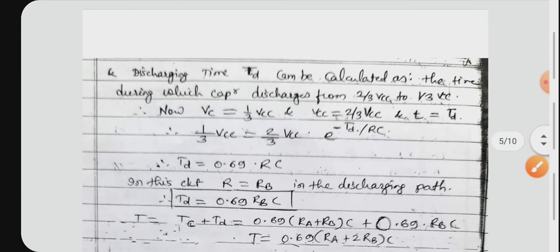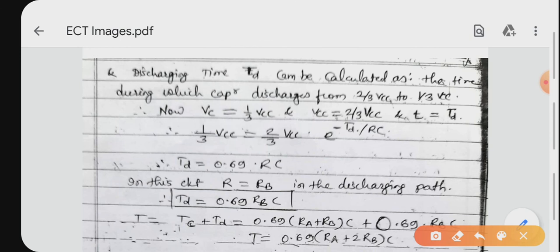Similarly you can calculate the discharging time, which is the time taken by the capacitor to discharge from 2/3 VCC to 1/3 VCC. So instead of VCC, you have to write 2/3 VCC, because it is the maximum charge on the capacitor due to VCC. And the charge on the capacitor after discharge will be 1/3 VCC. So by using the same formula, you will get Td equal to 0.69 times RC.